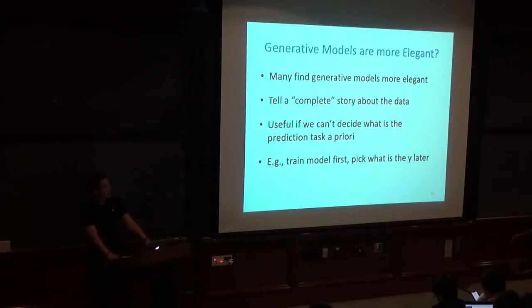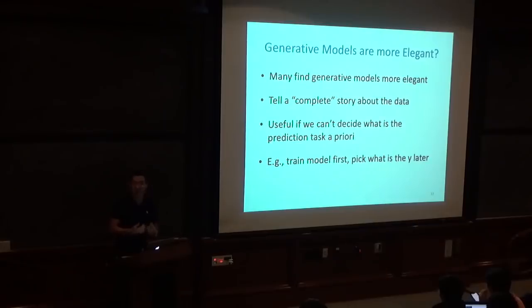There are many people, possibly me, possibly not, who find generative models more elegant in that, to the extent that you model uncertainty using these probability distributions, these generative models tell a complete story about the data. If we have this complete story about the data, we can ask all sorts of different questions about the data. So if we can't decide a priori what's the task we want to solve, we first learn a generative model, then we use it to do computation afterwards.